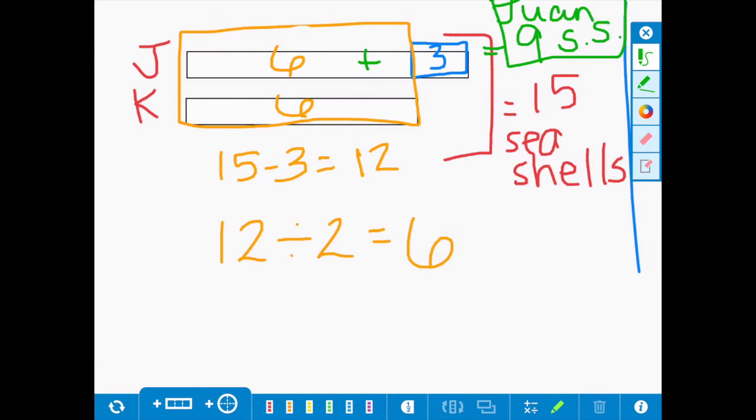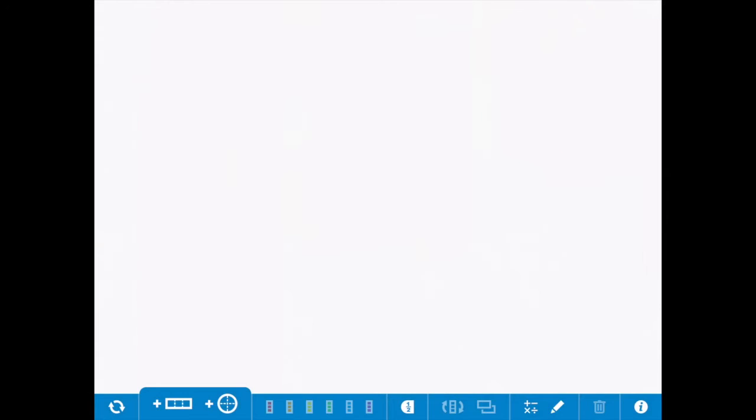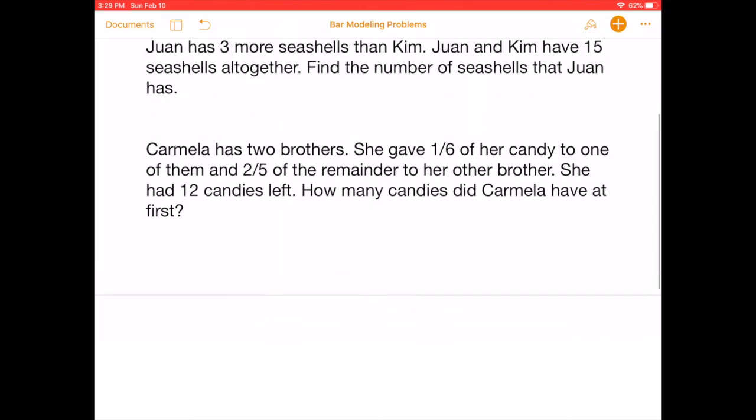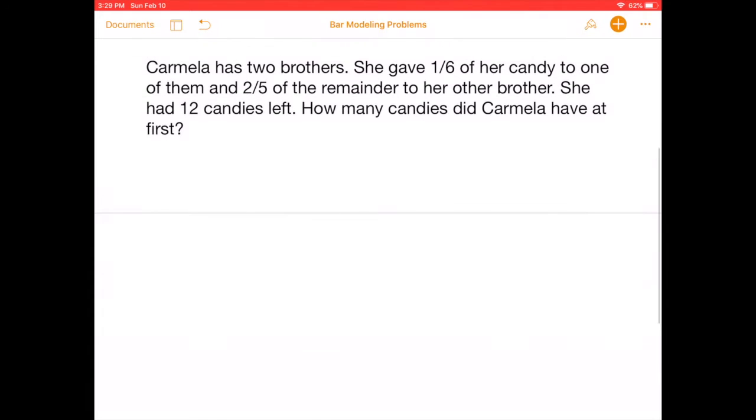I'm going to go down to the 2 arrows forming a circle, clear the workspace, and one last time take you to pages for that word problem. So now we're going to look at Carmela. Carmela has 2 brothers. She gave 1/6 of her candy to one of her brothers and 2/5 of the remainder to her other brother. She has 12 candies left. How many candies did Carmela have at first?